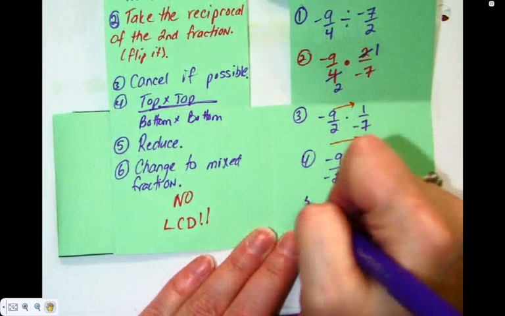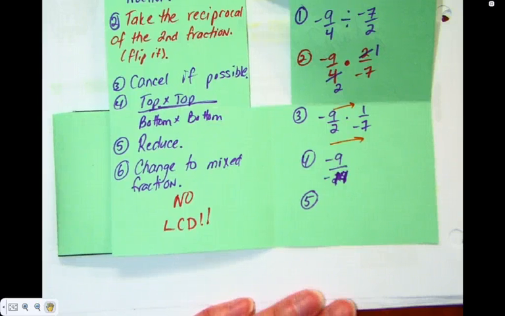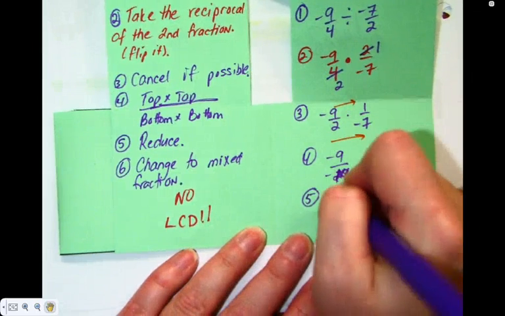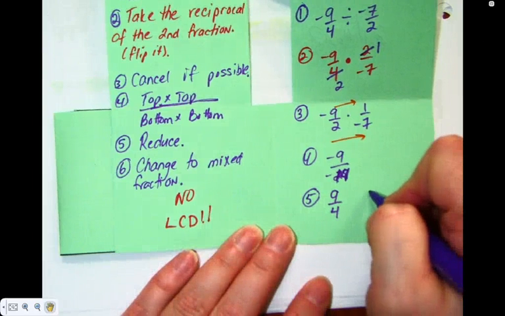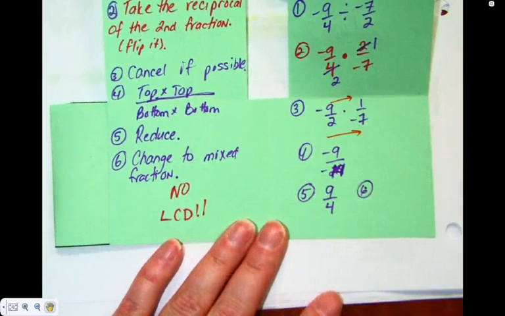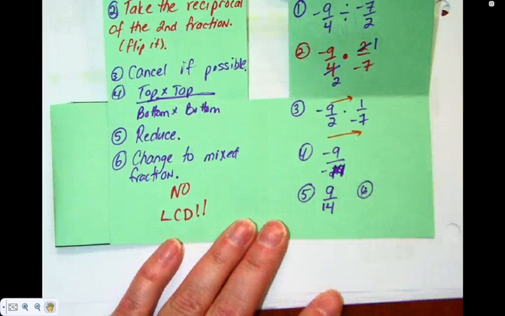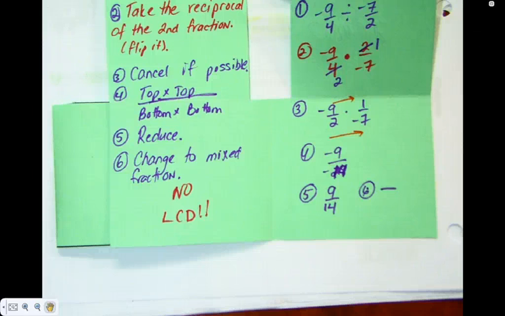Can I reduce? Kind of. Can't reduce the numbers, but what can I reduce? Yeah, what's a negative divided by a negative? So remember, if these signs are opposite, it becomes positive. Can I change to mixed fraction? How do I know if I can change to a mixed fraction? If the top number is bigger than the bottom. Correct. So we are done. Final answer is 9 on 14.